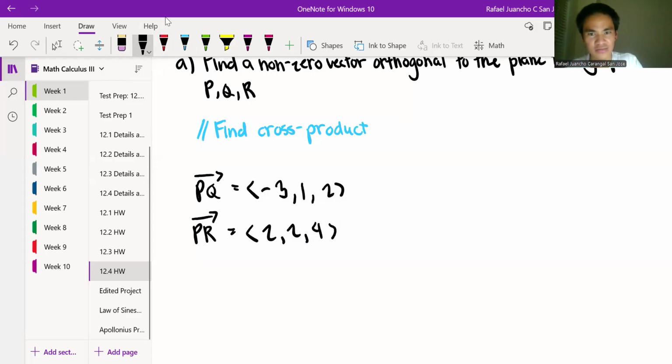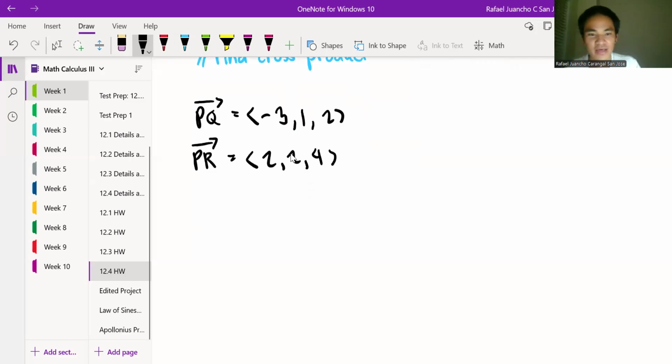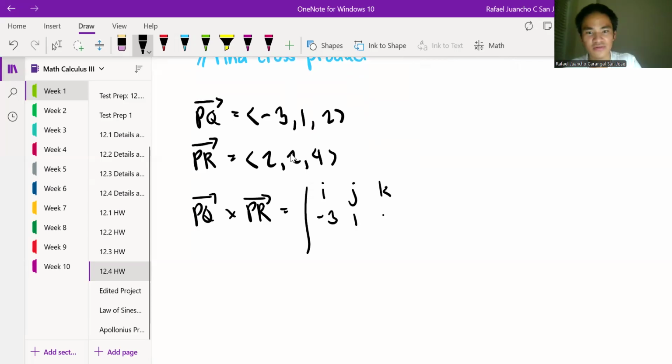Now I think it could be any. They should work because they're in the same plane anyway. So any of them should work. We're just using this because it's the typical example. All right, so we do that i, j, k thing. So this is -3, 1, 2, 2, 2, 4.